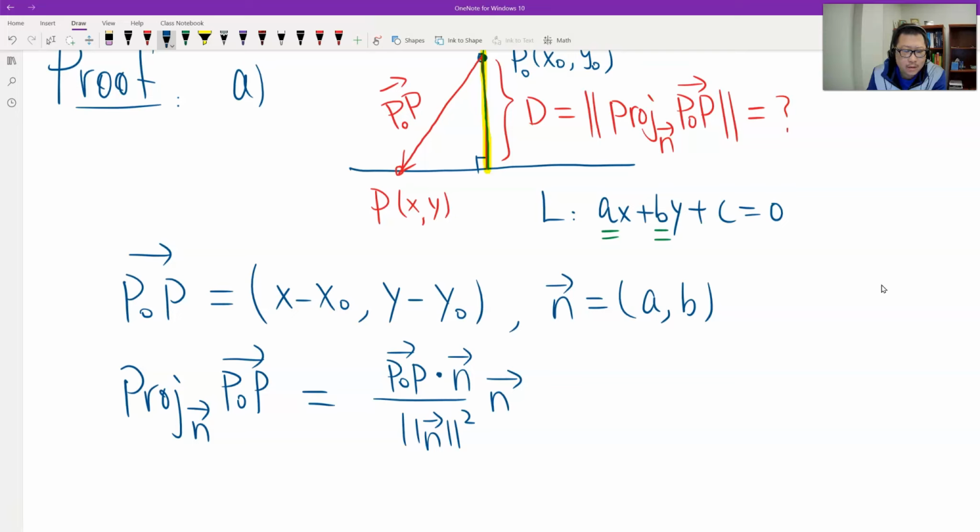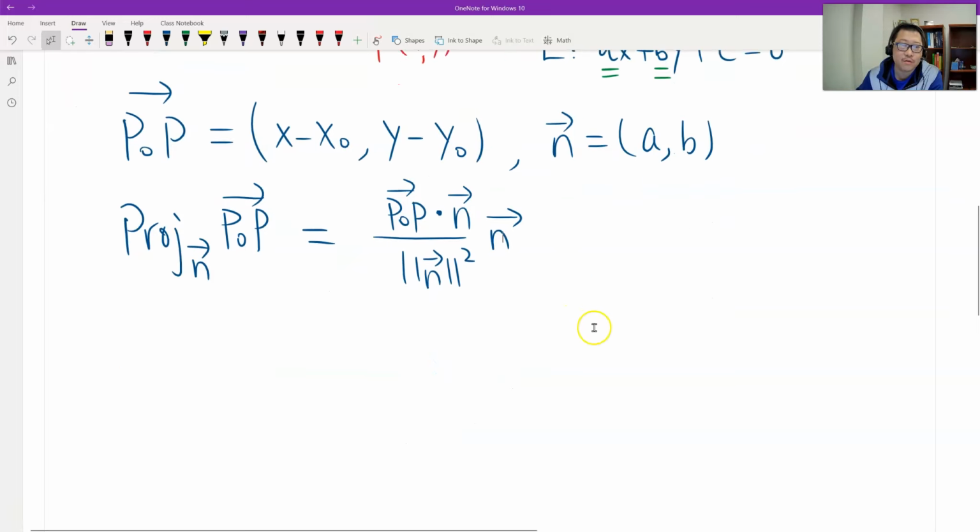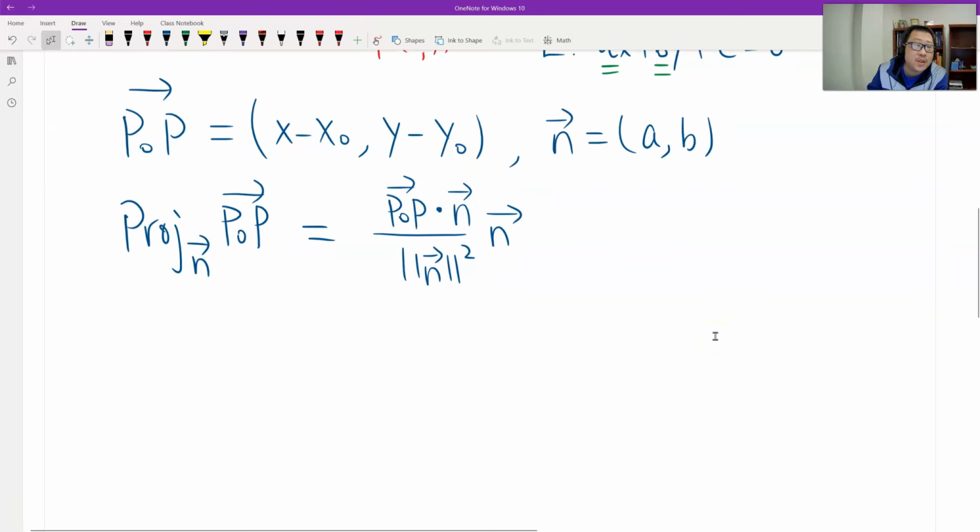So I can find whatever. So let's find. Oh, we can simplify first. See, because what we need is not the projection. What we need is just the norm or the distance of the projection, right? So I can do a little simplification now.